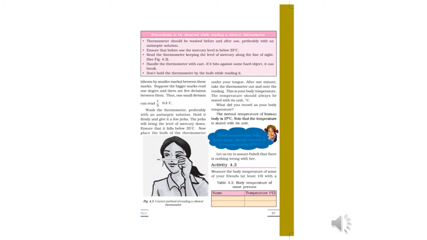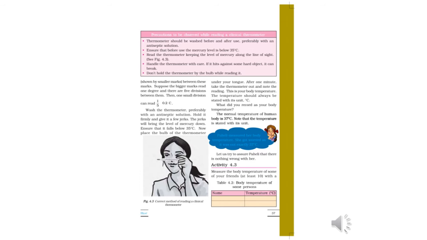Now there are some precautions we have to take while using the thermometer. Then only we will get a correct reading. What are they? It is given in that column, and I will explain. First point: the thermometer should be washed before and after use, preferably with an antiseptic solution. After use we have to clean it with an antiseptic solution and put it in the box or the case. And before using also, we have to clean it with an antiseptic solution.